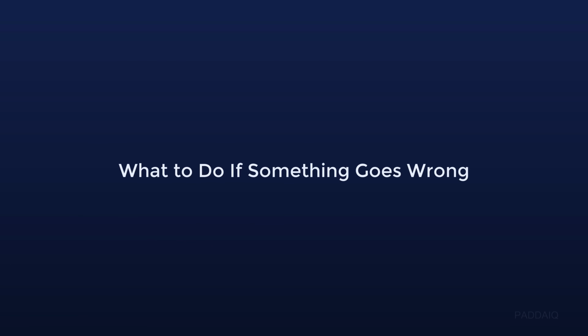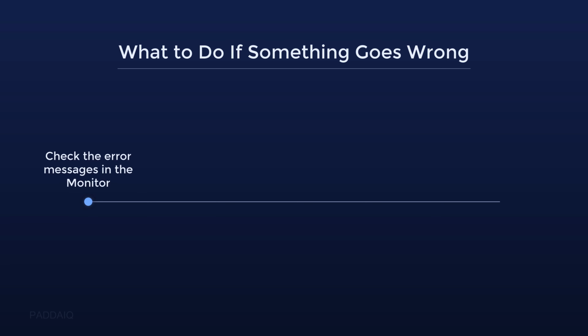What to do if something goes wrong? First, check the error messages in the monitor. This means opening the monitoring tools to see detailed logs and alerts about what failed. For example, if a workflow stops, the monitor will show the exact step that caused the issue. Always start here to quickly identify and resolve problems.